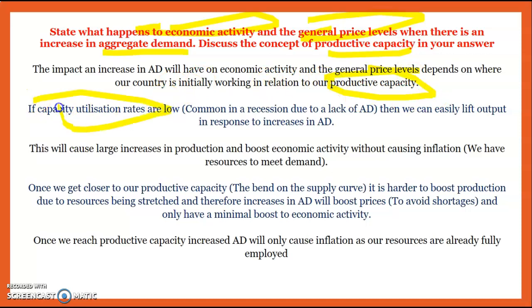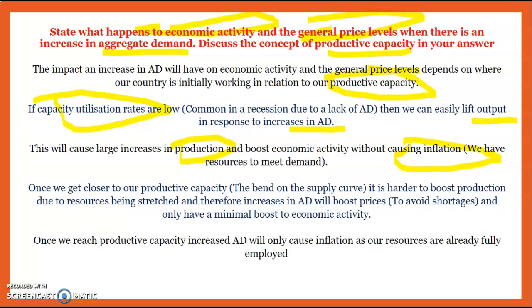If capacity utilization rates are low, so it means we're a long way from our productive capacity, then we can easily lift output when demand increases. So that's similar to what the economy is now. We're a long way from our productive capacity, so if demand was to increase, we'd easily be able to supply more. This would cause large increases in production and boost economic activity without causing inflation. We have plenty of resources to meet the demand, so it's not likely to cause inflation.